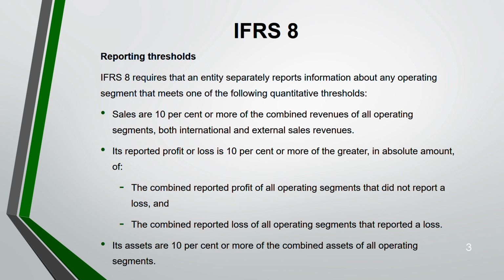Okay, next, your assets have to be 10% or more of the combined assets of all the operating segments. So individually you have to see this line by line, whether it is meeting the threshold or not. If any one threshold is met, it is a reportable operating segment. Sales is 10% or more, profit or loss is 10% or more, or assets are 10% or more. So everything is 10% or more. The three things are sales, profit and loss, or assets.